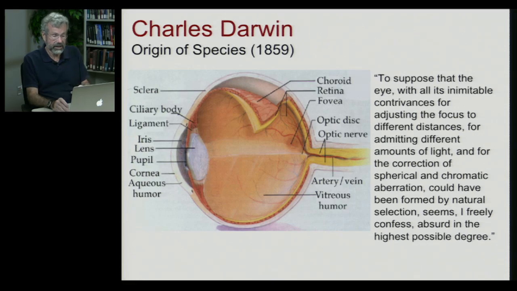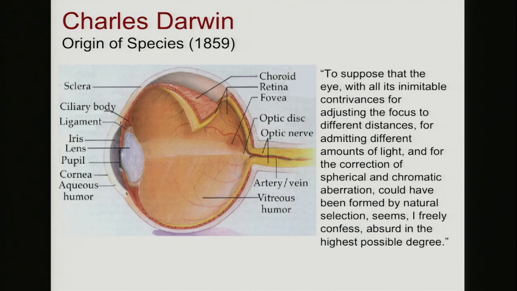And he said, as written here on the right, that to suppose that the eye, with all its inimitable contrivances for adjusting the focus to different distances, for admitting different amounts of light, and for the correction of spherical and chromatic aberration, could have been formed by natural selection seems, I freely confess, absurd in the highest possible degree.